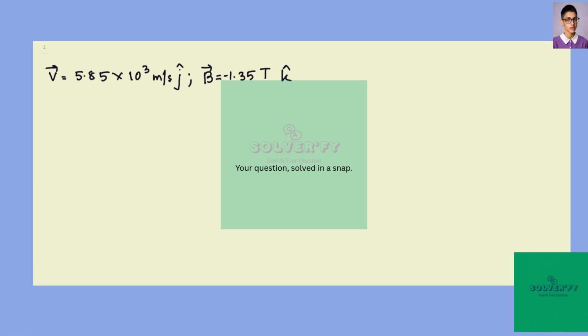For no deflection, the magnetic and electric forces must be equal in magnitude and opposite in direction. That means the net force should be zero if we want no deflection. This means the direction should be opposite and the magnitude should be the same.